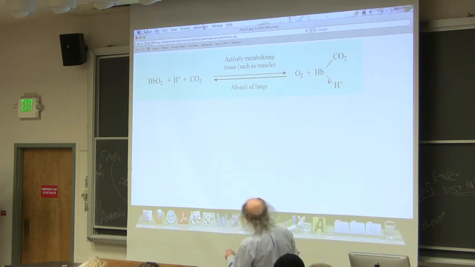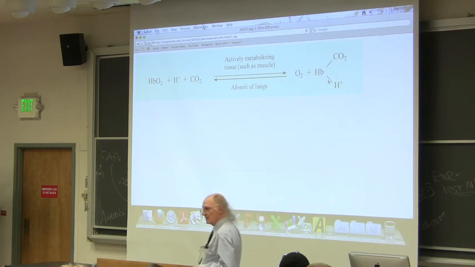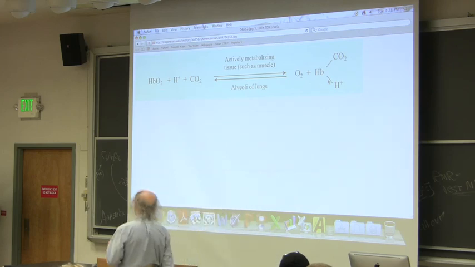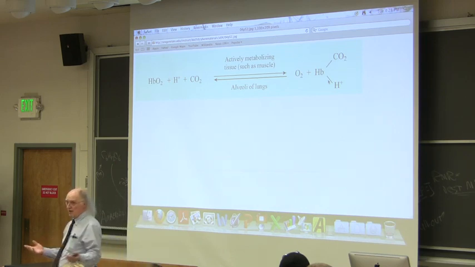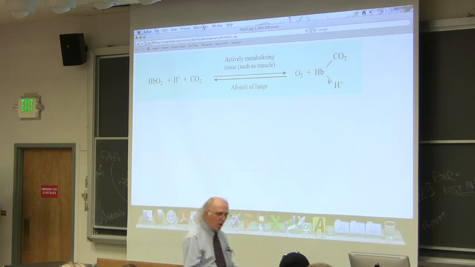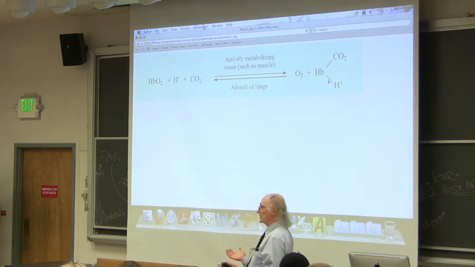All right. So, in the actively respiring tissue, we're making this. When we get back to the lungs, we go back and we do this. So the Bohr effect is explaining another important property about hemoglobin, how it delivers oxygen, and why it's working the way that it works. Questions about that?